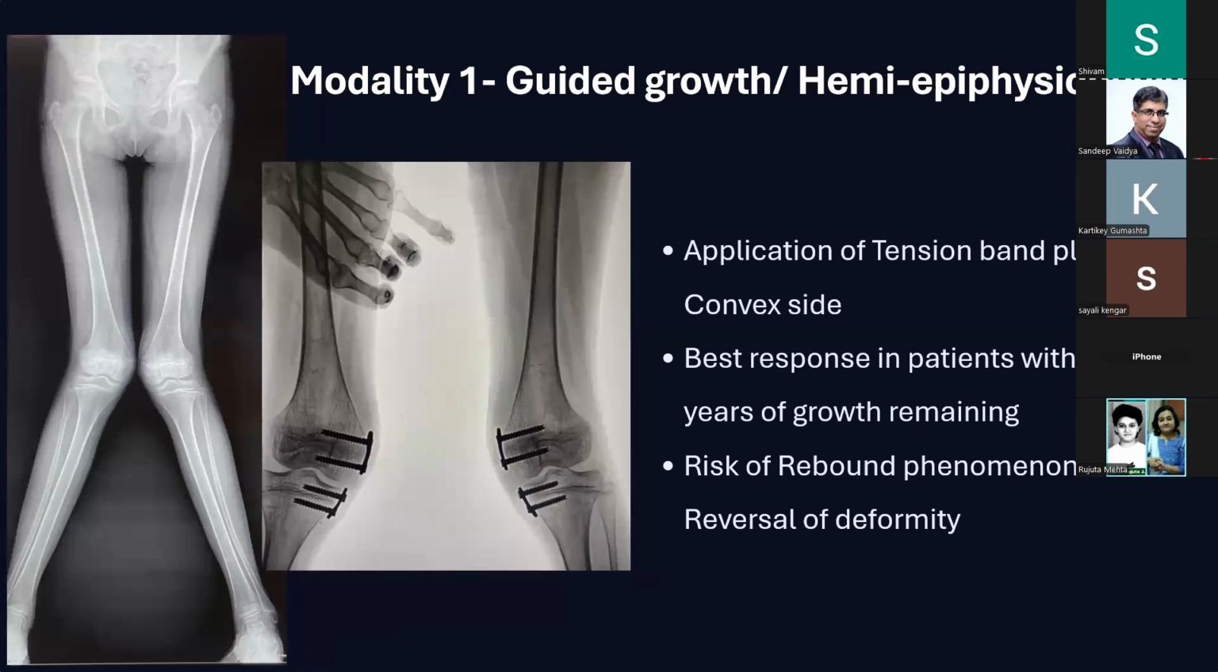Now, the first modality, guided growth or hemiepiphysiodesis. There is application of a tension band plate on the convex side, which gives the concave side an opportunity to grow more by reducing the growth on the convex side. The best response and correction occur in patients with more than 2 years of remaining growth, but there is also a risk of rebound phenomenon, or reversal of deformity.